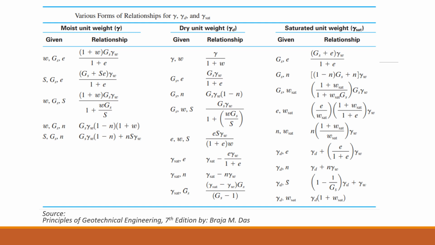So to somehow sum up all the formula that have been discussed, mao ni siya. So you can find this on the book by Braja M. Das, which is the 7th edition of the Principles of Geotechnical Engineering. And also, you can also maybe find this on the internet if you search for the relationship of the unit weight and the volume, and the other physical properties of soil.